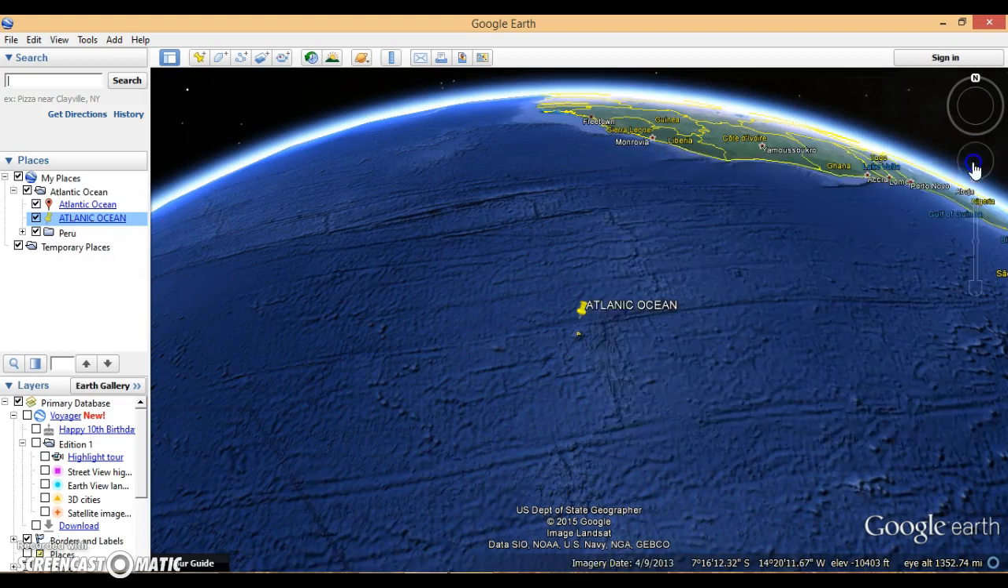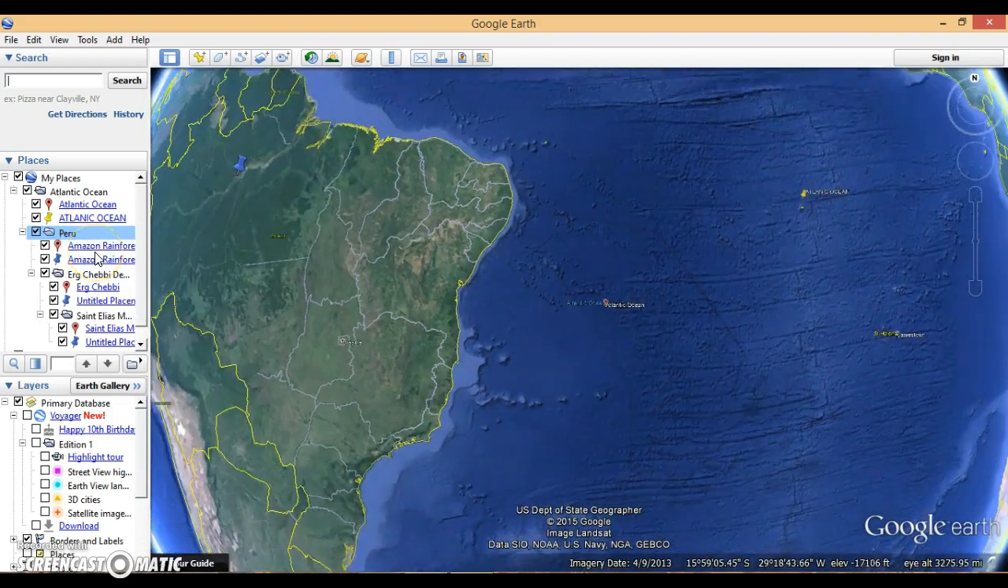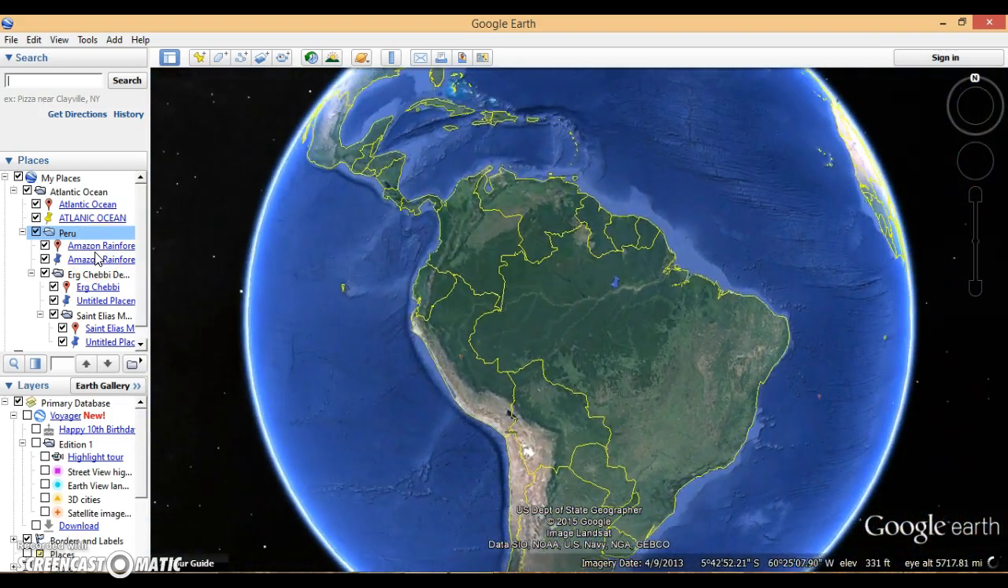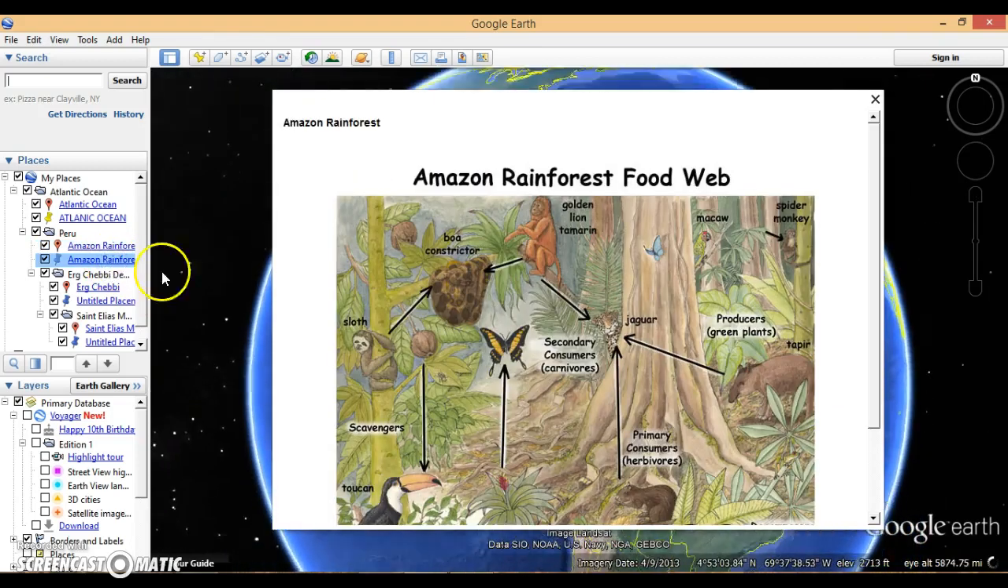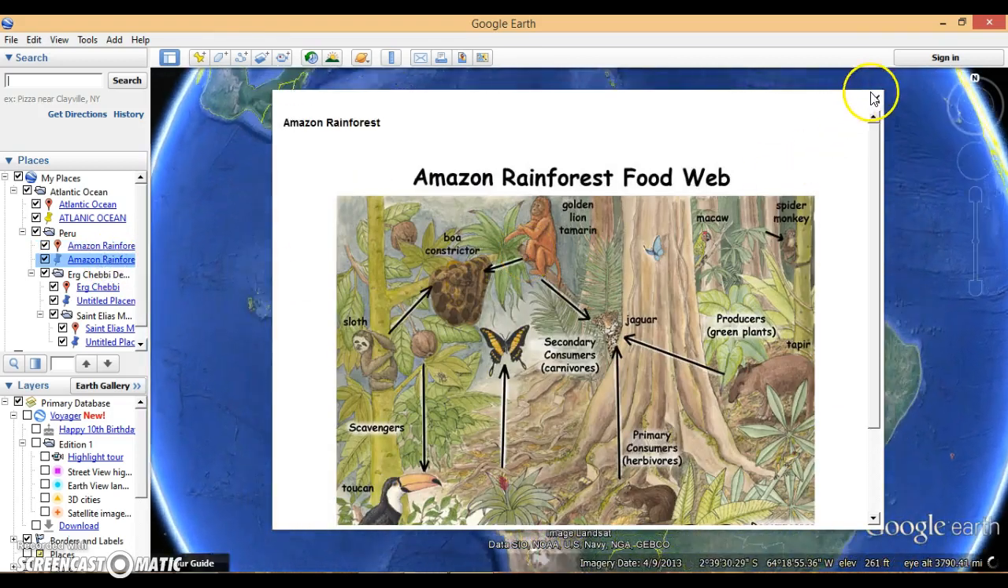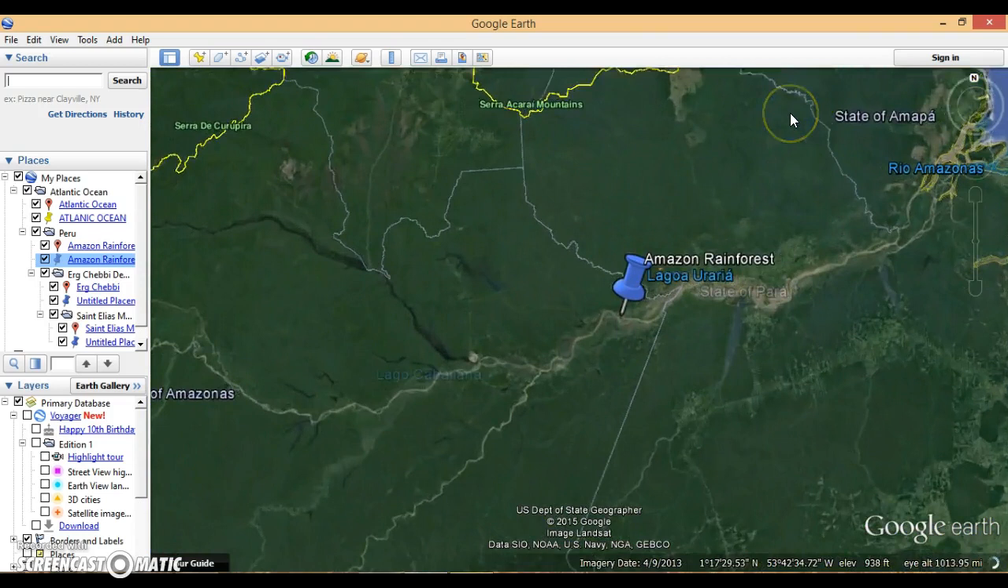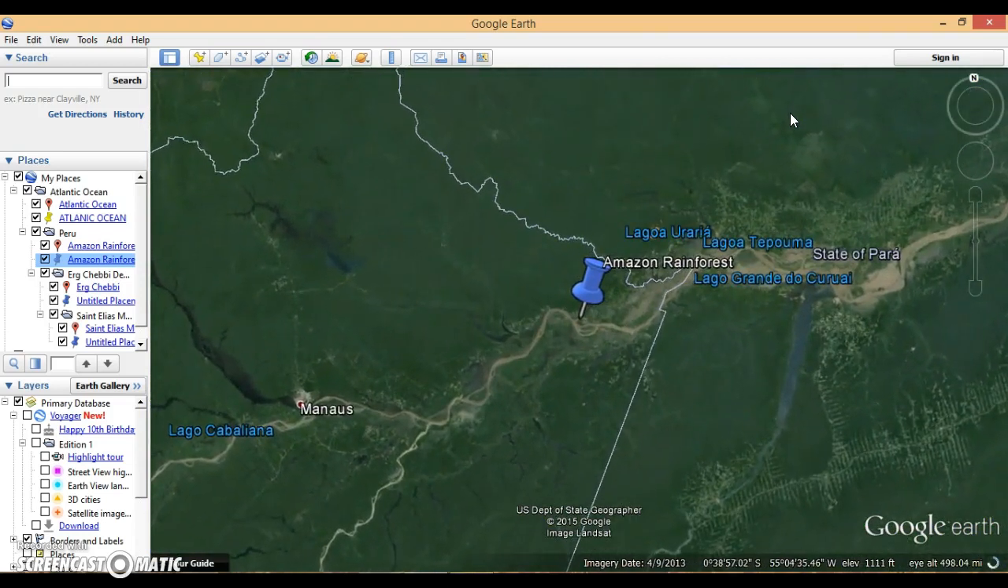Next, we are going to go to Peru. Specifically in Peru, we are going to hit the Amazon rainforest. Now, the Amazon rainforest is actually a part of a lot of different countries that are in South America, including Brazil, Peru, Colombia, Venezuela, Ecuador, and Bolivia.